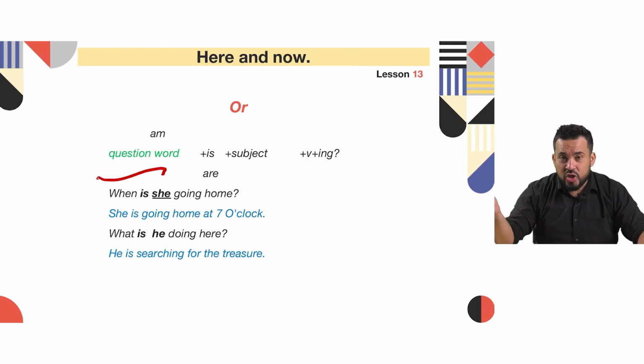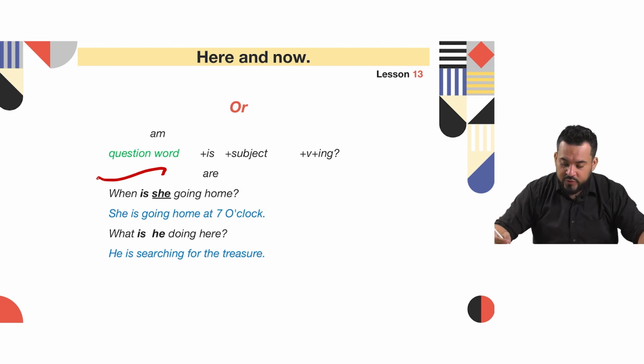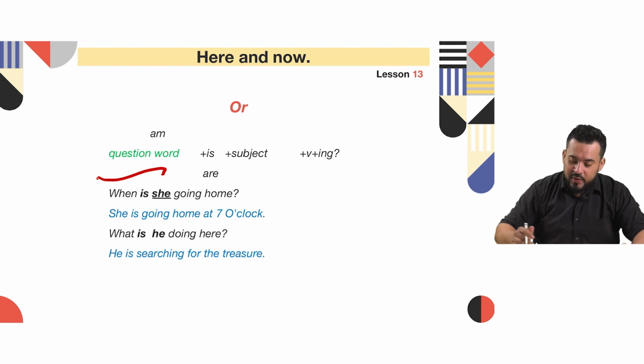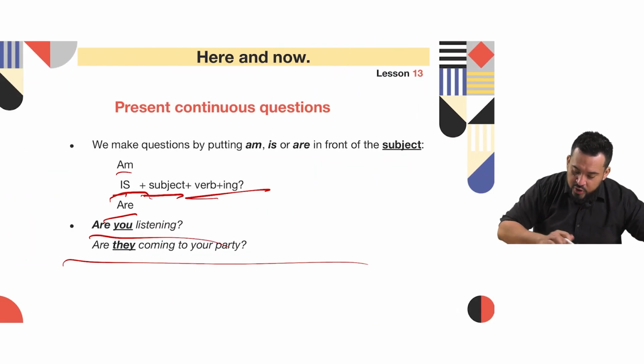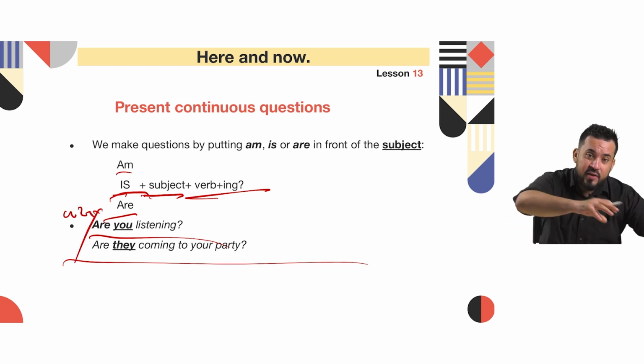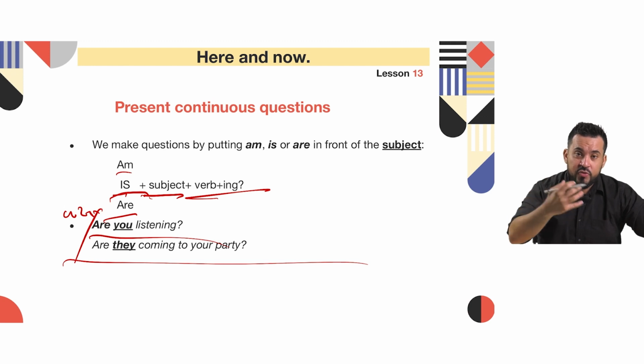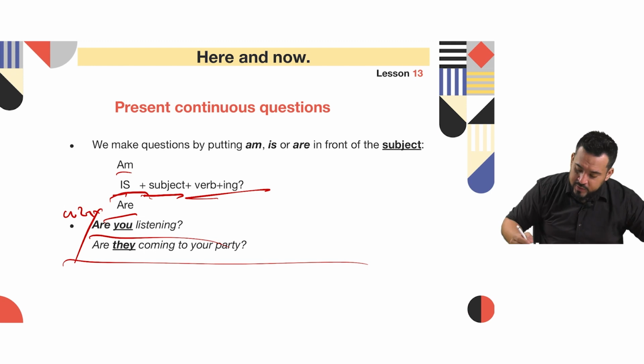We can also use a question word to start the question, okay? Normally, if we put a question word, it will go before the verb to be. So instead of "Are you listening?" we will say, "Why are you listening?" Question words are always at the beginning. If we have an auxiliary question, we start with the verb to be, that's fine. But if you want to use a question word, then it will go before the verb to be.